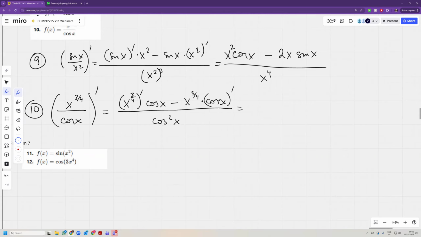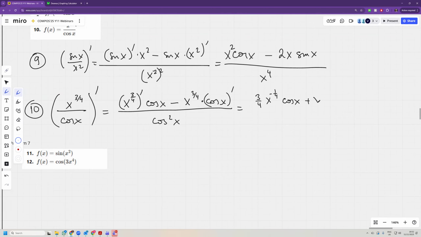And this is going to be 3 quarters, x to the power 3 quarters minus 1, so x to the minus 1 quarter, cosine x minus, well, cosine x dash is minus sine x, so plus x to the power 3 quarters multiplied by sine x, divided by cosine squared x.